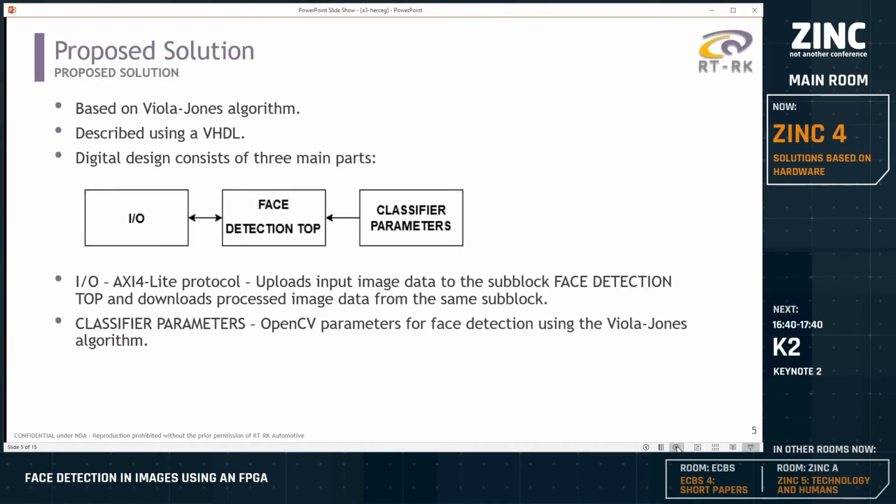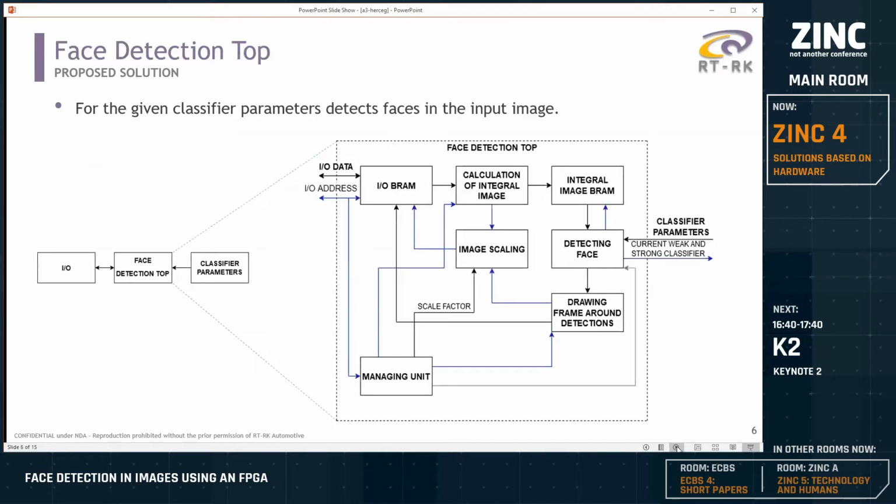The proposed solution is based on a Viola-Jones algorithm described using VHDL. The digital design for the proposed solution consists of three main parts. I/O is the first part, and its purpose is to input images and output processed images using the AXI4-Light protocol. The last part is classifier parameters. It is borrowed from OpenCV, and it presents a structure of parameters used for face detection. This brings us to the middle part. Face detection top detects faces in an image using the given classifier parameters.